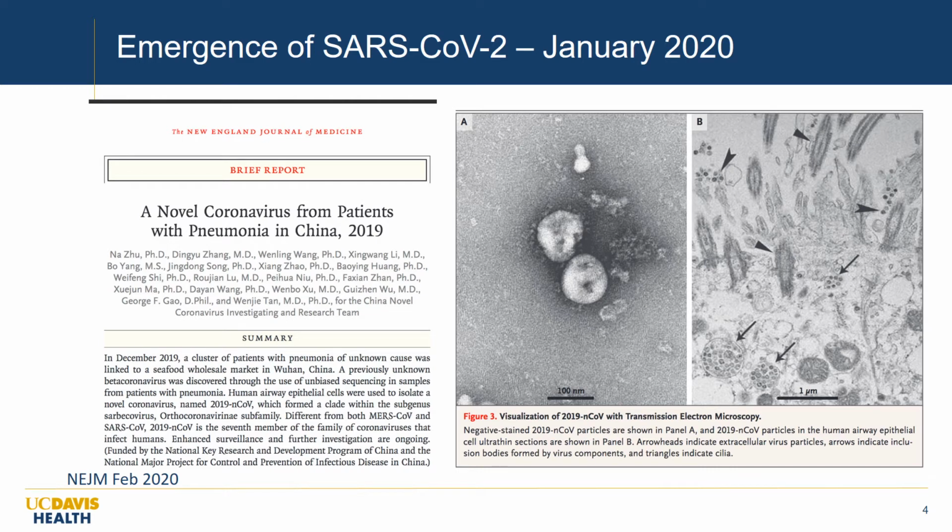So the world was really taken by surprise with the emergence of SARS-CoV-2 infection in January of 2020, which soon spread to a worldwide pandemic. This was the original report of this novel coronavirus in the New England Journal of Medicine back in February of this year, when it seemed like it was hopefully isolated to one part of the world prior to it spreading to the United States and elsewhere. Here were some of the initial pictures of that coronavirus on electron microscopy that you can see here with the indicated arrows.